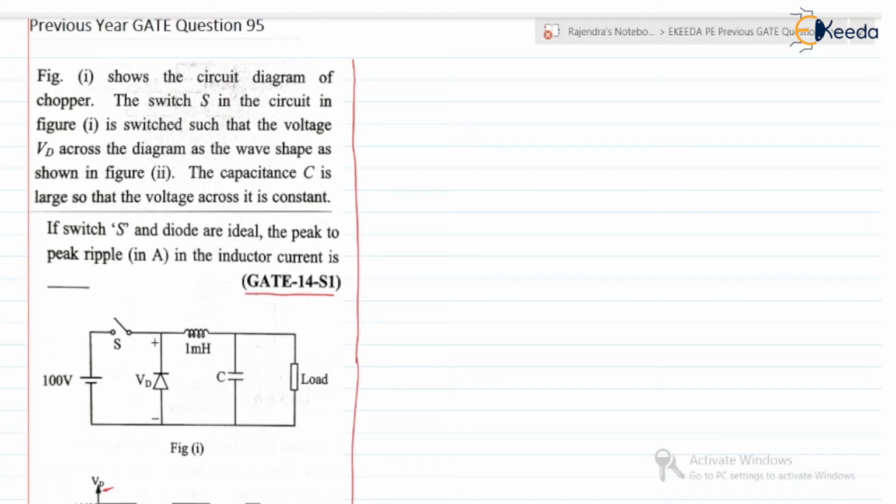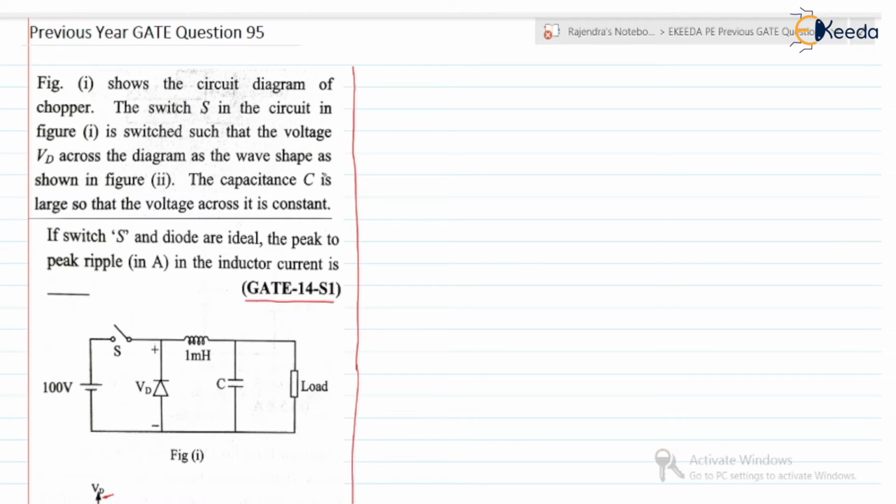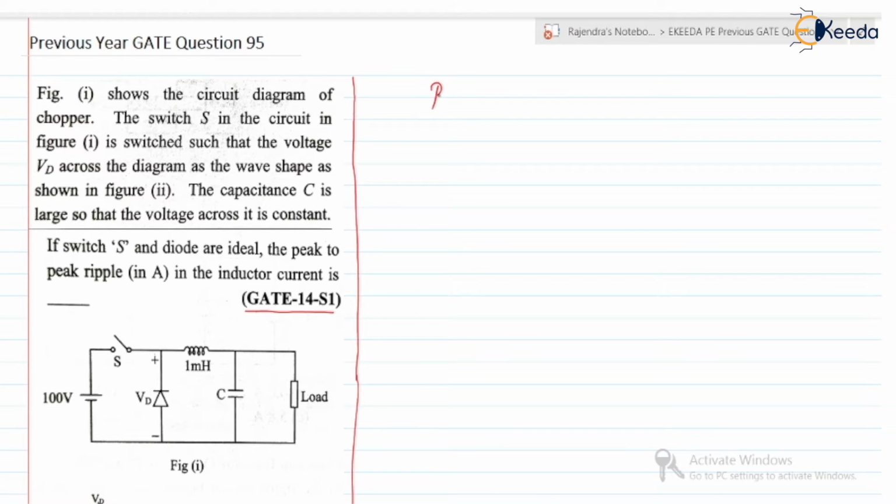Now the capacitance C is large, so that the voltage across it is constant. C is large, so the voltage across the load is constant. If switch S and diode are ideal, find the peak to peak ripple in the inductor current. If you check, the circuit is a buck converter. Our task is to find the peak to peak ripple current in the inductor. Let us consider the inductor current as IL.